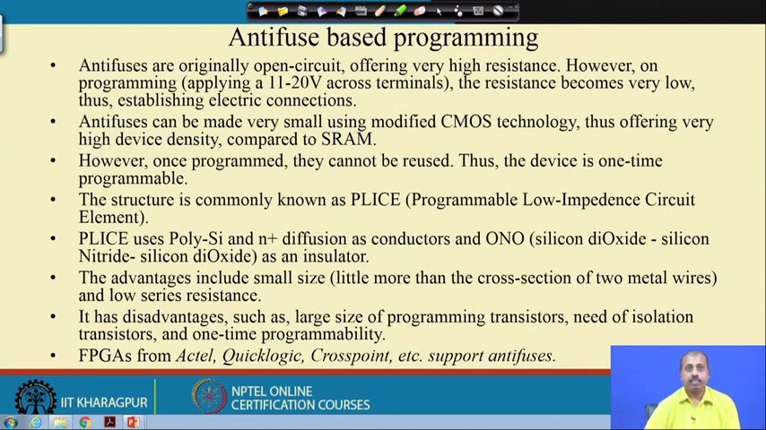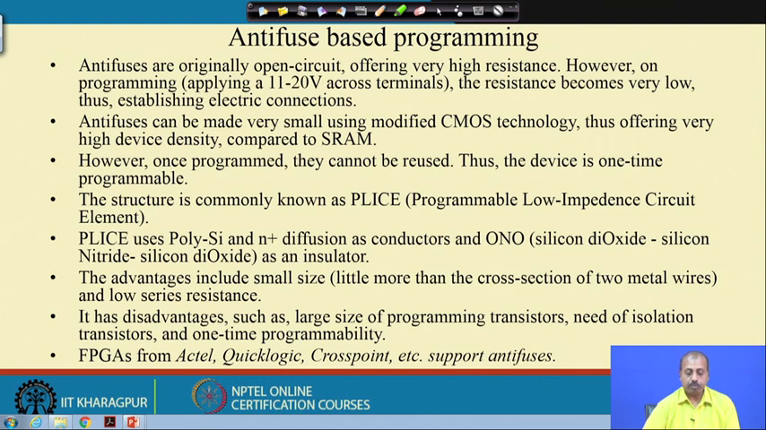So, the advantages include a small size, little more than the cross section of 2 metal wires. That is why its size is pretty small, and it has low series resistance. The resistance of these antifuses is very small when it is programmed.